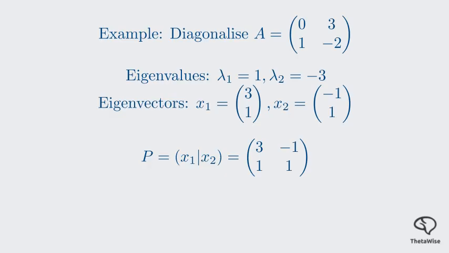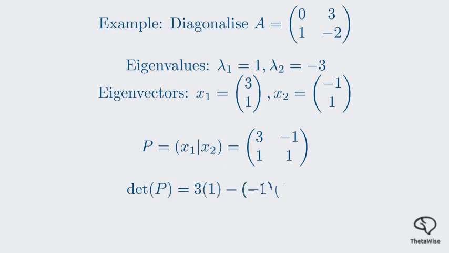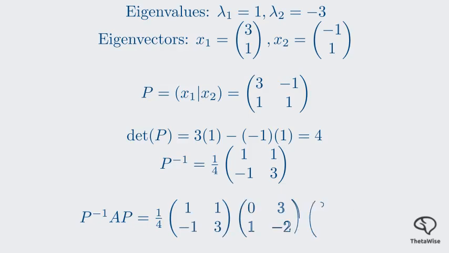Next, we need the inverse of P. The determinant of P is 3 times 1 minus 1 times negative 1, which is 4. The inverse of P is 1 over 4 times the matrix with columns (1, -1) and (1, 3). Finally, we compute the product P inverse times A times P. We multiply the three matrices together.